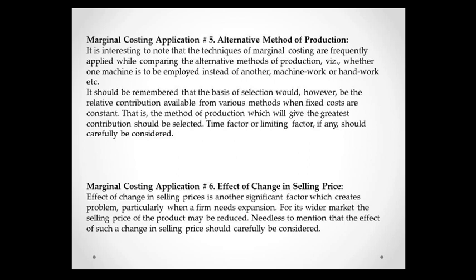Next is marginal costing technique in case of alternative methods of production. Here also, when the marginal costing technique is applied in case of comparing alternative methods of production, whether one machine is employed instead of another, machine work or handwork, etc., we have to see which machine has the highest contribution, and we have to ignore the fixed cost.